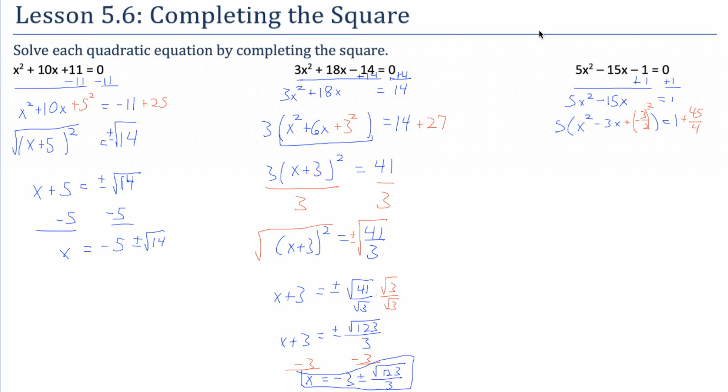There's a lot of steps in here, but don't get too mixed up. We're actually just working with numbers, doing things we've done before. Now that we add this in here, this is going to be a perfect square. It's going to be x minus 3 halves squared equals, and this 1 here, we need a common denominator, so we're going to multiply that by 4 over 4. So this is 4/4 plus 45/4, which turns out to be 49/4.